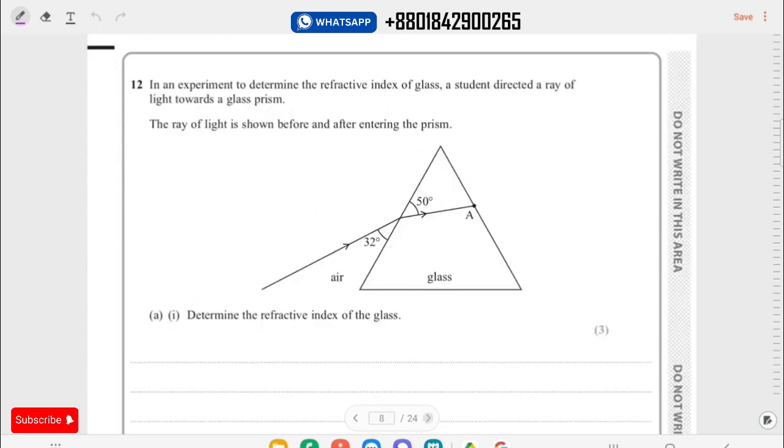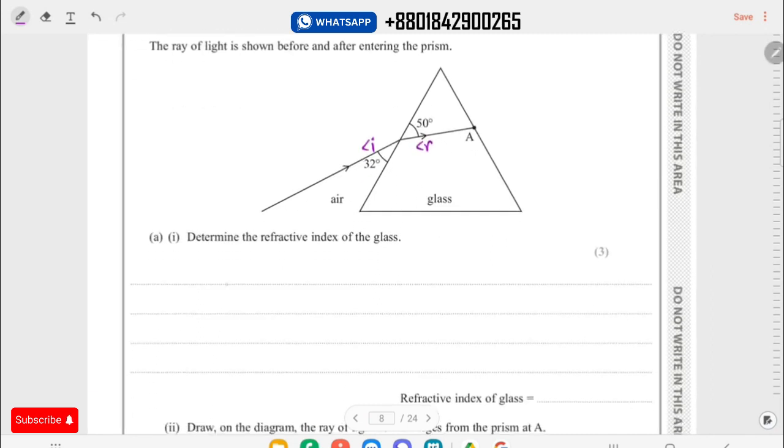We'll move to question 12. In an experiment to determine the refractive index of a glass, a student directed a ray of light towards a glass prism. The ray of light is shown before and after entering the prism. Determine the refractive index of the glass. Okay, you can find out the refractive index as this is angle I and this is angle R. So refractive index is basically sine 32 over sine 50.